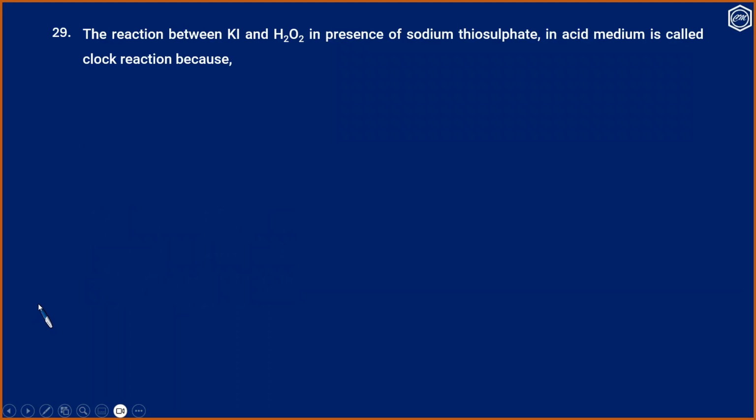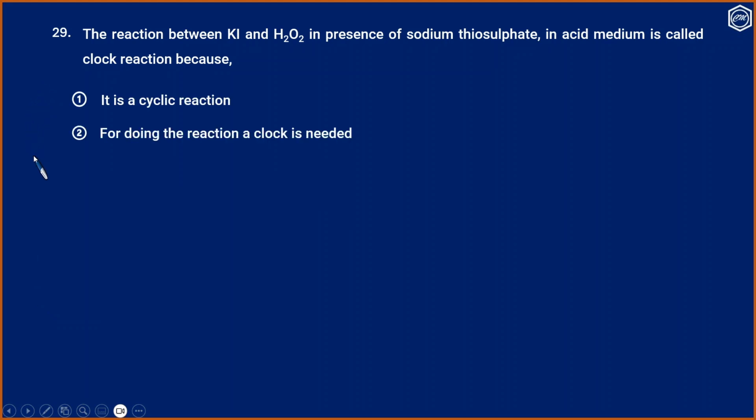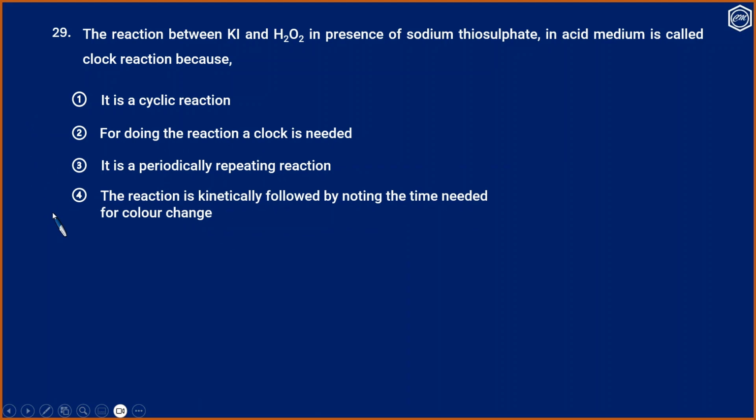Question number 29. The reaction between potassium iodide and hydrogen peroxide in presence of sodium thiosulfate in acid medium is called clock reaction because: 1. It is a cyclic reaction. 2. For doing the reaction a clock is needed. 3. It is a periodically repeating reaction. 4. The reaction is kinetically followed by noting the time needed for color change. So it is called a clock reaction because the reaction is followed by the time needed for the color change. So option 4 is the correct answer.